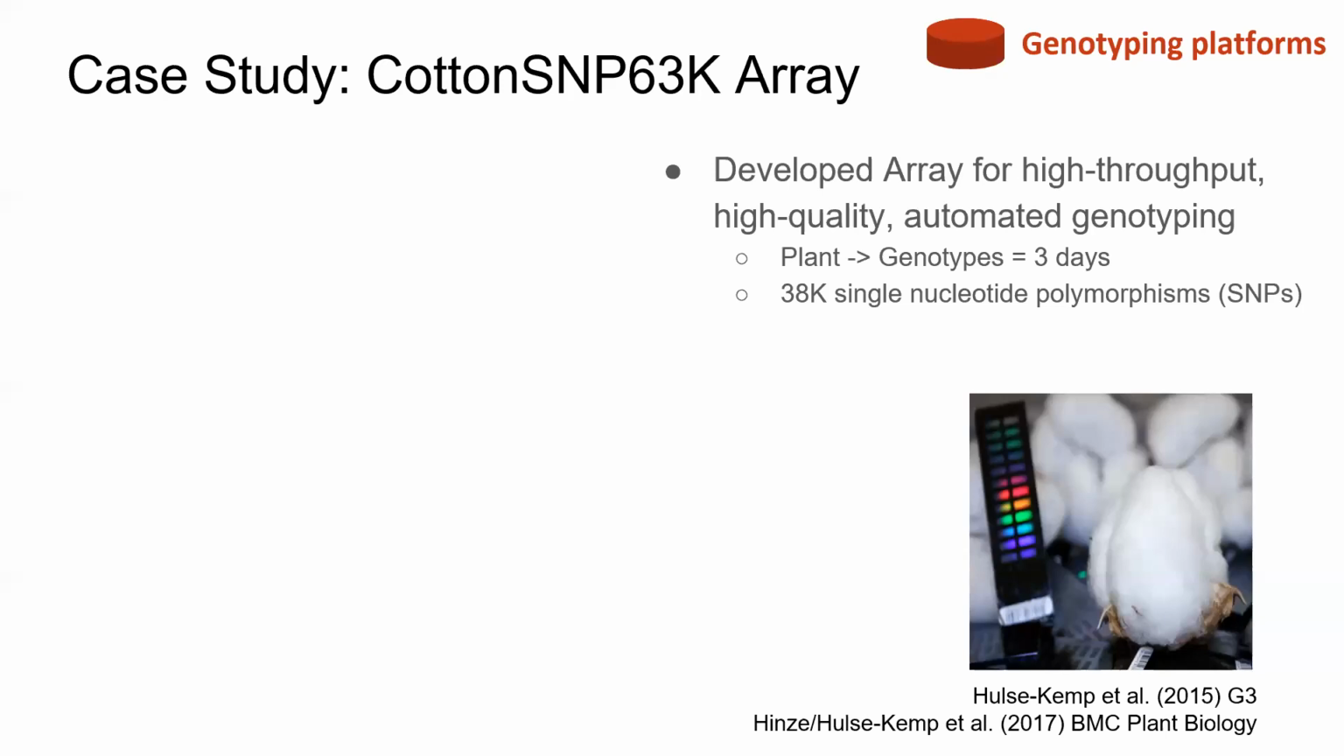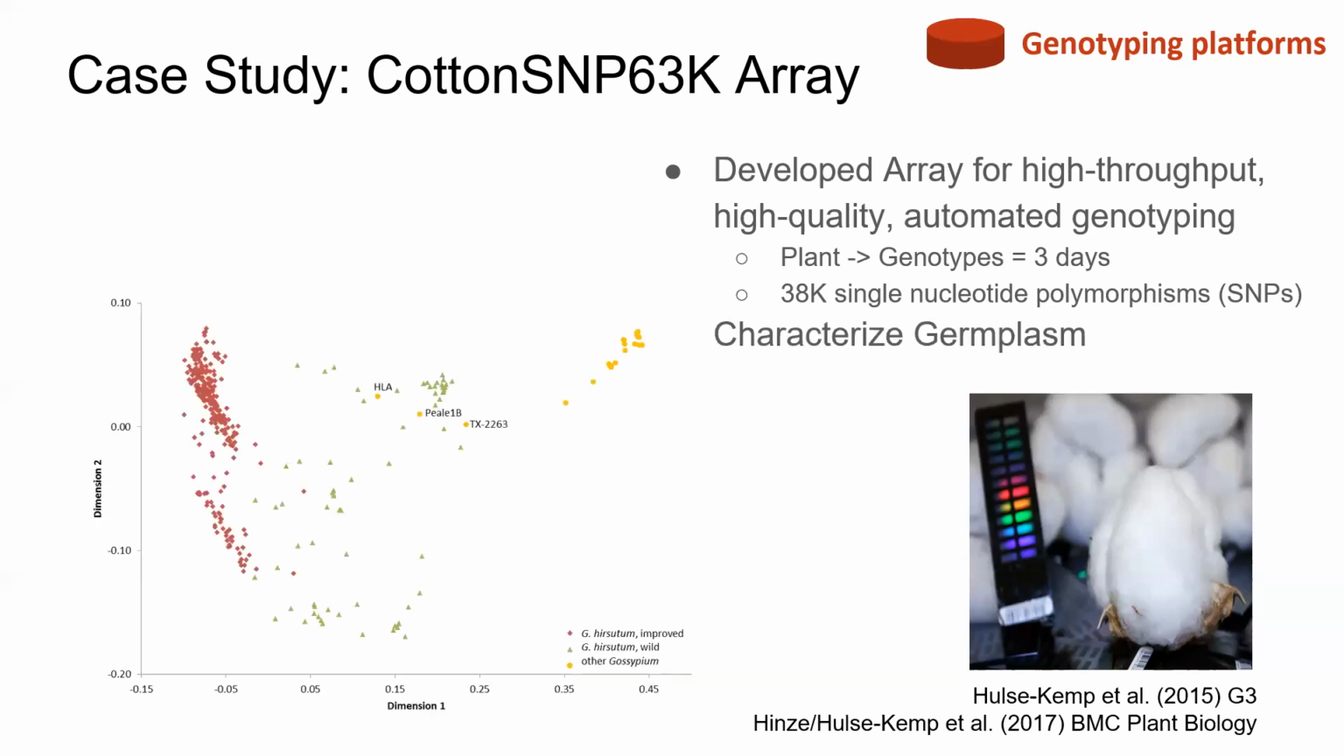So our first case study is looking at the cotton SNP 63K array. In this interdisciplinary collaboration, we were able to develop an array for high throughput, high quality automated genotyping that now allows for genotyping from the plant to having genotypes at 38,000 single nucleotide polymorphisms within 3 days. So what that allowed us to do is start to look at characterizing our germplasm.